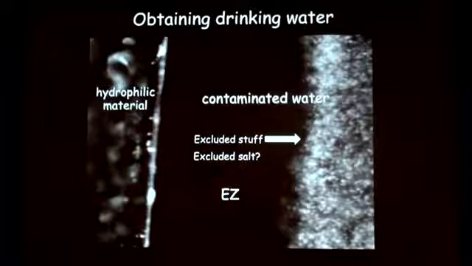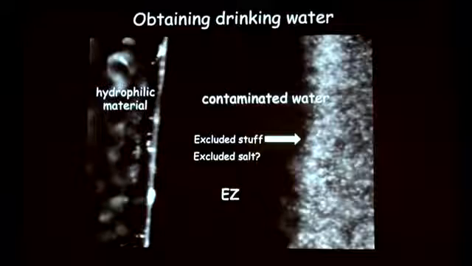We don't know for sure, but we think that salt might be excluded too. And if salt is excluded, then it might be possible, we don't know this yet, to take ocean water and get drinking water from the ocean water. And this would be using the energy from the sun, not doing reverse osmosis where the energy requirements are huge.